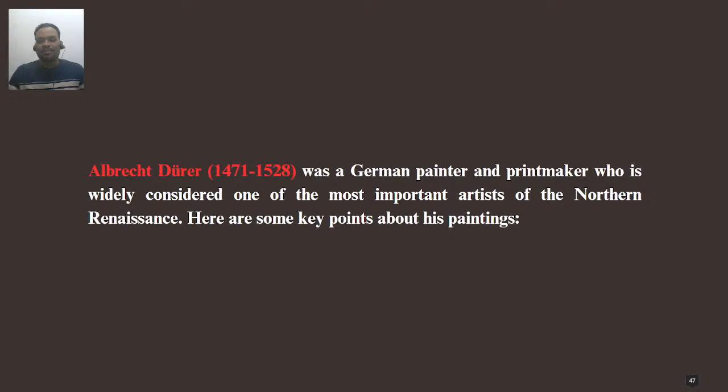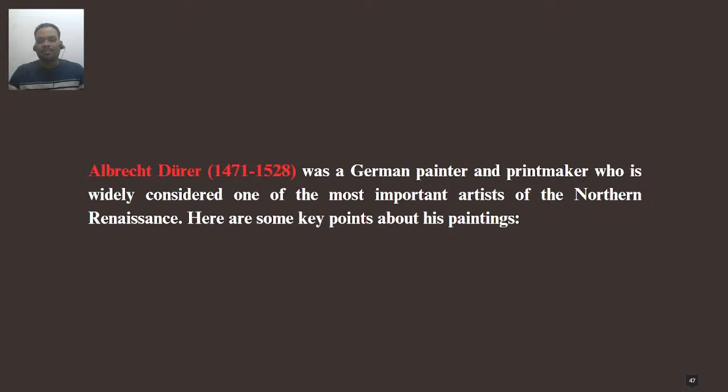He was skilled in a variety of media, including oil painting, watercolor, and printmaking. That is quite true. He was a master of oil paint. He knew how to use oil paint on the canvas and the panel, whatever he used. He knew how to use the mediums related to watercolor and printmaking. He was into printmaking as well. So these are two prints made by Albrecht Dürer, as you can see on the screen.